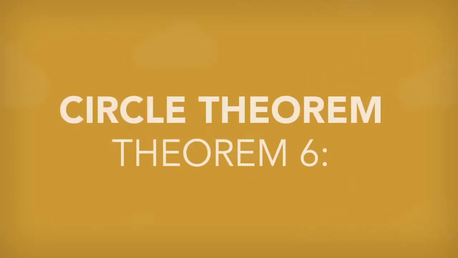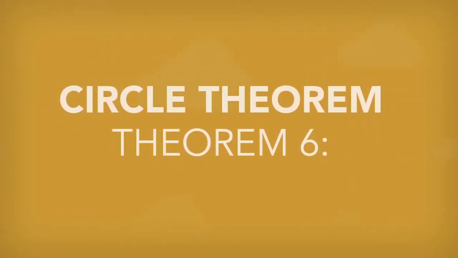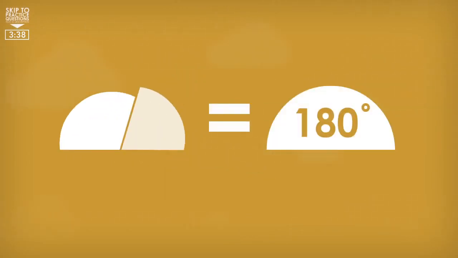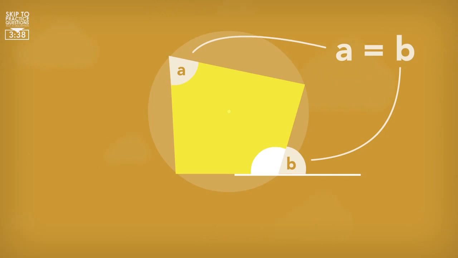Circle theorems. Theorem 6. We know from Theorem 4, the opposite angles on a cyclic quadrilateral add up to 180 degrees. And we also know that all angles on a straight line also add up to 180 degrees. Then the exterior angle of a cyclic quadrilateral is equal to the opposite interior angle. As you can see, it's all about 180. They both have to be equal to each other.